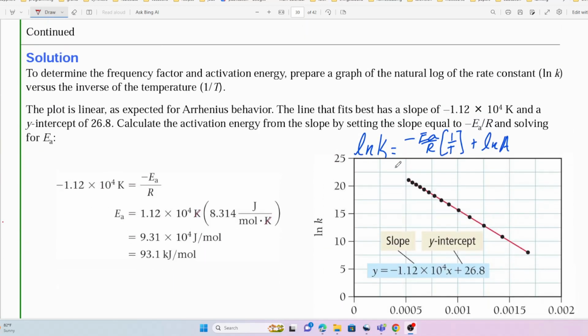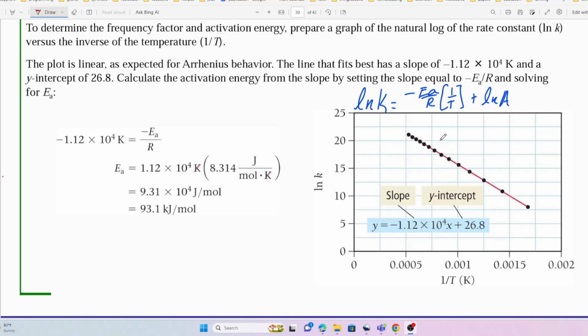So I'll just examine this problem with the solution given by Pearson. So to determine the frequency factor and activation energy, we have to prepare a graph of the natural log of the rate constant on the y-axis and 1 over the temperature in Kelvin on the x-axis. And we see here that we get y equals negative 1.12 times 10 to the 4th x plus 26.8, where 26.8 is our y-intercept, so that's equal to ln of A. And our slope is negative 1.12 times 10 to the 4th, which is equal to negative EA over R.